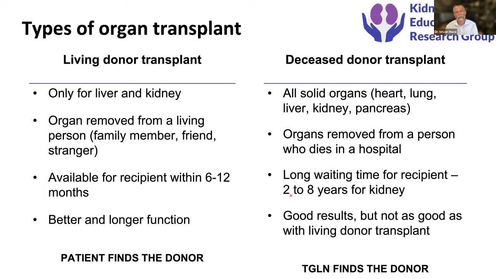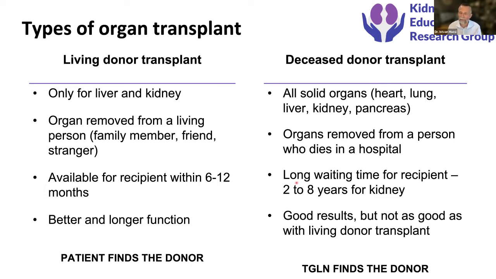Why is it important? And of course, it's important to know that it's only possible for liver and kidney transplant. For heart, lung, pancreas, it's only deceased donor transplant. And the majority of liver and kidney transplants are still done from deceased donors. But living donor transplant has a number of advantages. It lasts longer. The waiting time is much shorter.